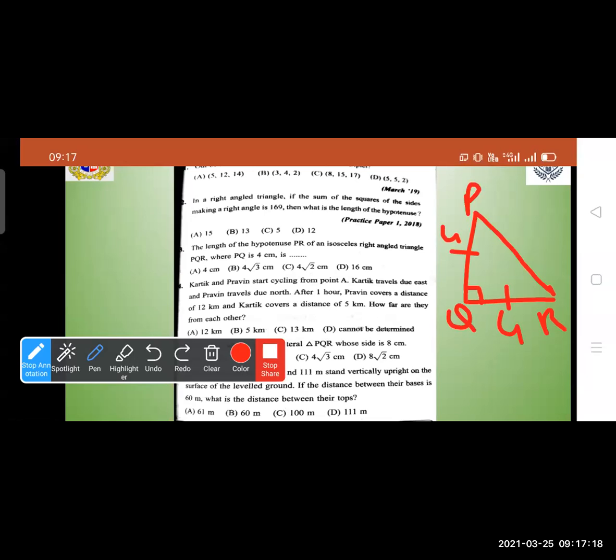4 square plus 4 square, that is equal to 32. So we write here 16 into 2, that is 4√2. So our answer is C is the correct answer, 4√2.